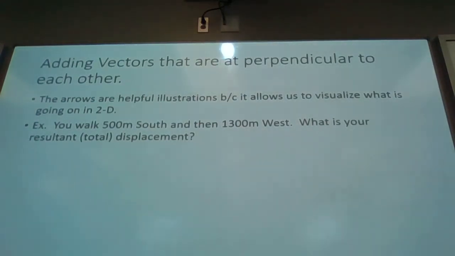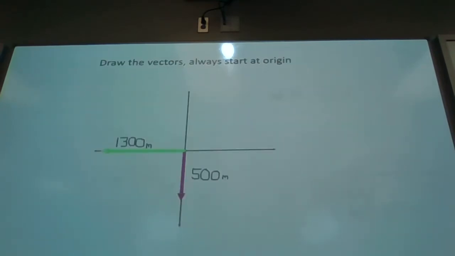So, one example, let's say we walk 500 meters south and then 1,300 meters west. What is the resultant or total displacement? So, the first thing we're going to do is we're going to sketch both of those vectors at the origin, or starting from the origin, and drawing away. It's got 500 meters south, 1,300 meters west.